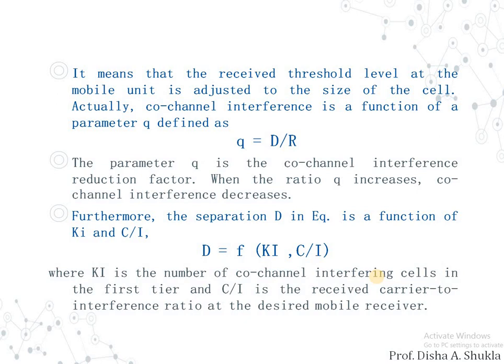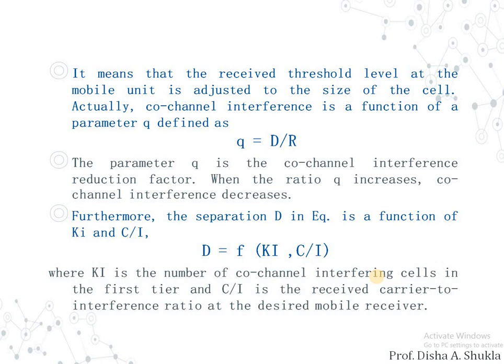Now further, the separation D in the equation is a function of Ki and C upon I. Here in this equation, D is the separation distance, and again the separation distance is dependent on Ki and C upon I, where Ki is the number of co-channel interfering cells in the first tier, and C upon I is the received carrier to interference ratio at a desired mobile receiver.